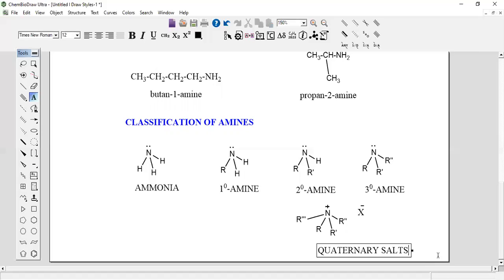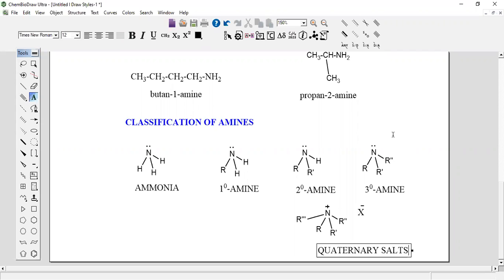Now, can anybody tell me what is meant by quaternary salts? Tell me, anyone. Gayatri, Manasa, Rachana. Quaternary salts are nothing but amines which contain 4 alkyl groups and a positive charge on the nitrogen.